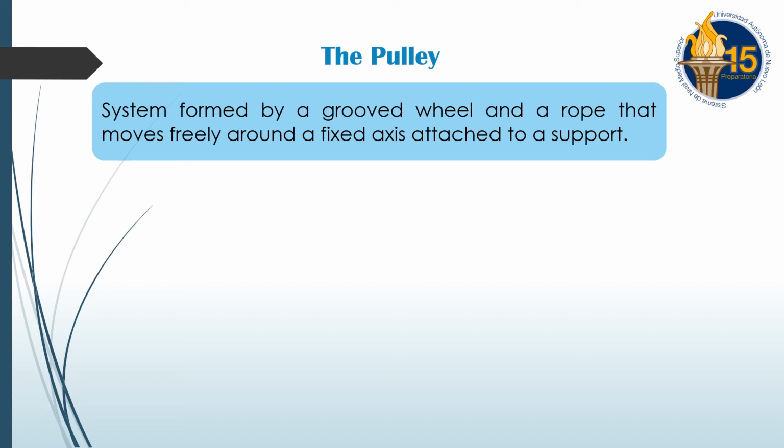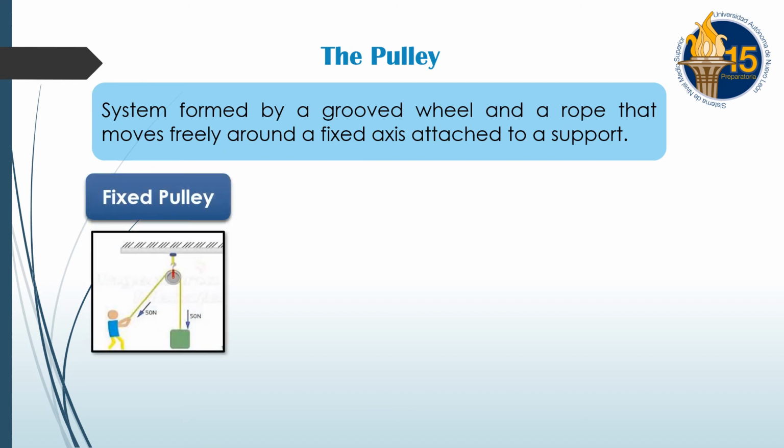A pulley is a system formed by a group of wheels and a rope that moves freely on this group. The pulley turns freely around a fixed axis attached to a support. There are two types of pulleys: the fixed pulley is used to raise objects in a more comfortable way, exerting a force in the opposite direction of the movement of the lifted object. Its ideal mechanical advantage is 1, since the effort arm and the resistance arm are given by the radius of the pulley. To raise an object using the fixed pulley, a force equal to the weight of the object needs to be applied.